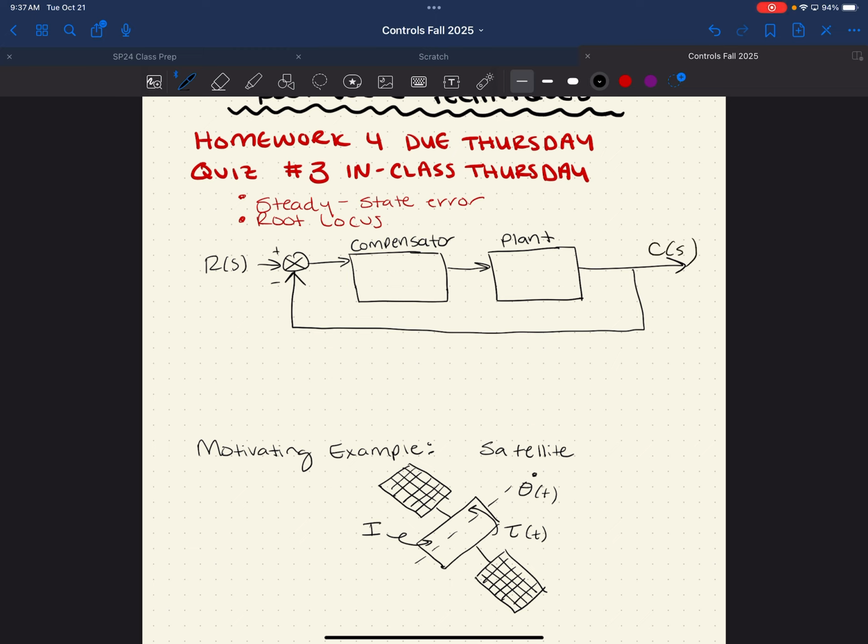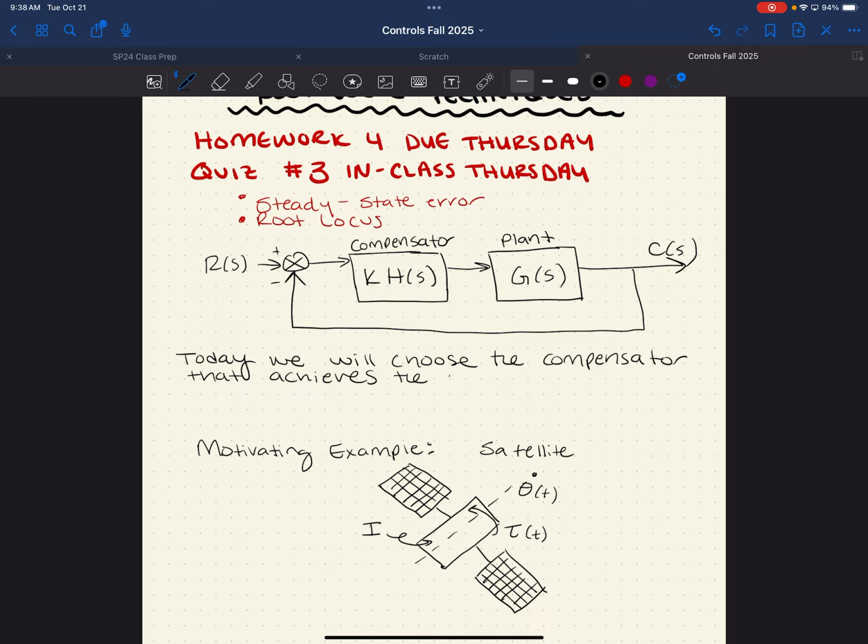Within that compensator, we're going to talk today about a K gain and an H of S, which is a transfer function that we get to choose. We get to decide what H of S is so that we get some overall closed loop behavior that is satisfying to us. And of course, as always, we call our plant transfer function G of S. Okay, so today we actually get to put on our control engineering hats. Today we will choose the compensator that achieves the closed loop behavior that we want.